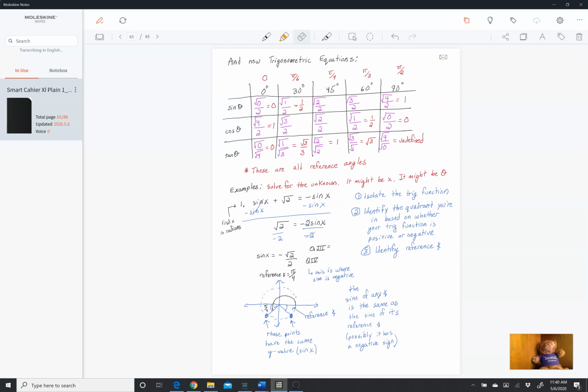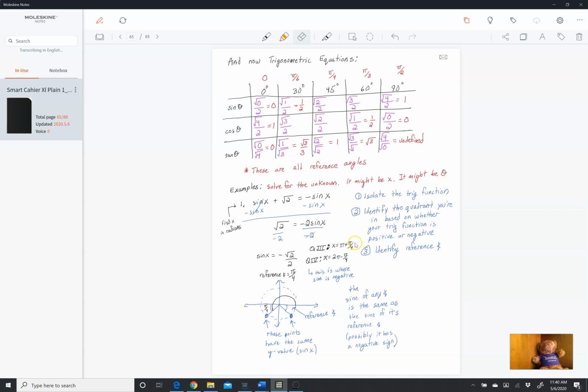So this says x is equal to pi plus pi over 4. And this one says, okay, well, we want to go all the way around. Well, it's 2 pi minus pi over 4. And we're going to do a lot of these. Now I'm going to give you the answer here, but we're going to discuss it on the next page.